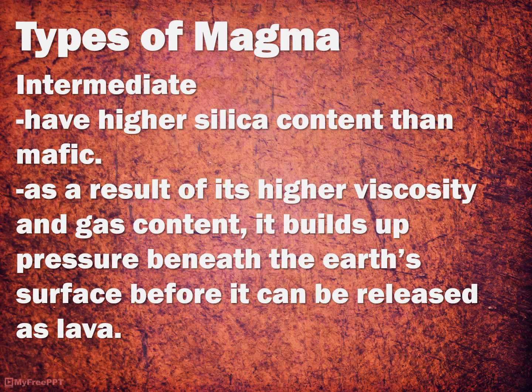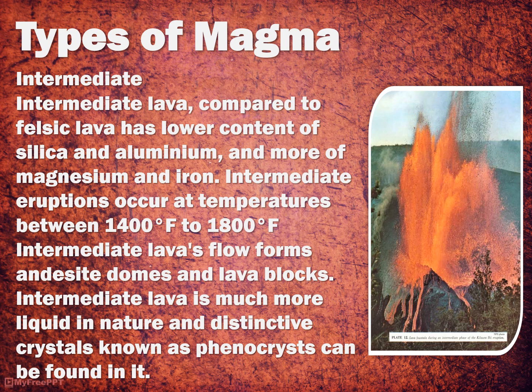The next type of our magma is intermediate. Pag sinabing intermediate, nasa gitna, siya po ay nasa gitna ng ating felsic and our mafic type of magma. When we say intermediate, it does have a higher silica content than mafic, and as a result, mas mataas ang kanyang viscosity and gas content than our mafic, and it builds up pressure beneath the Earth's surface before it can be released as lava.